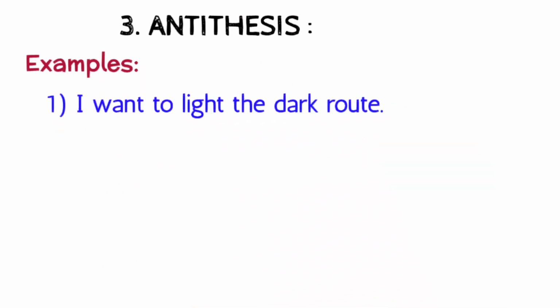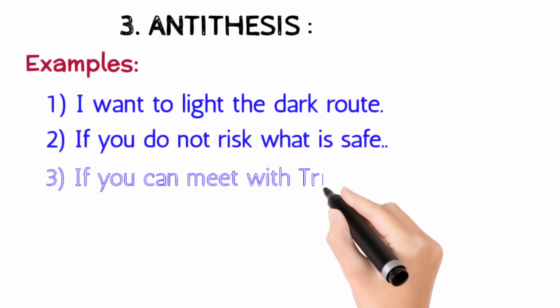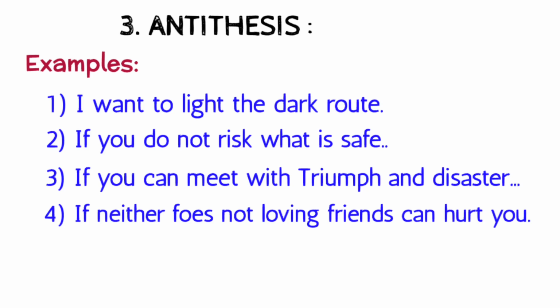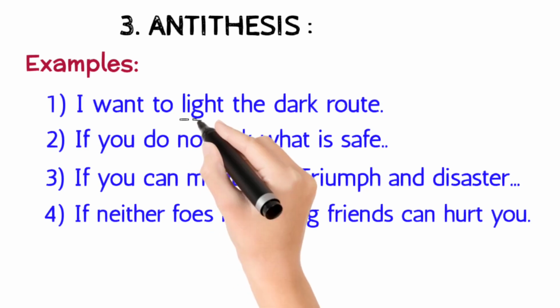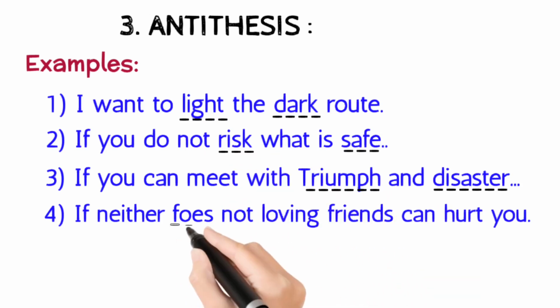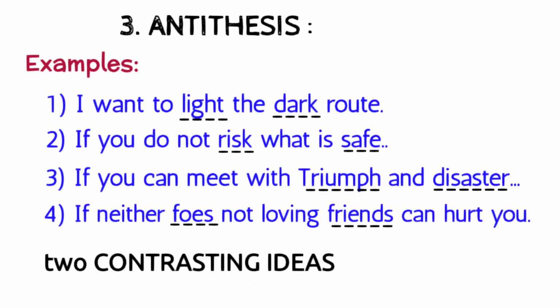Look at the examples. I want to light the dark route. If you do not risk what is safe. If you can meet with triumph and disaster. If neither foes nor loving friends can hurt you. In these examples, you can clearly see that in each line, 2 strongly opposite ideas are placed: light and dark, risk and safe, triumph and disaster, foes and friends. When 2 contrasting ideas are intentionally used through parallel structure in such a way, it is an antithesis.